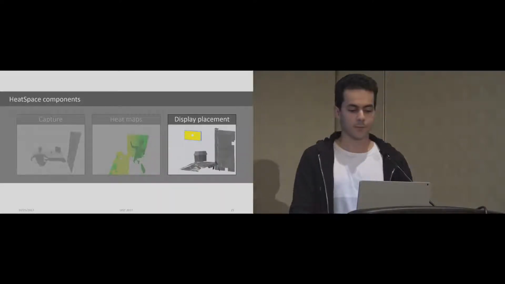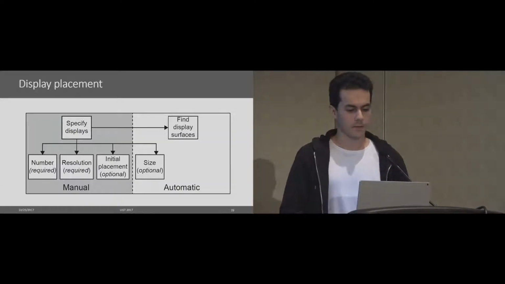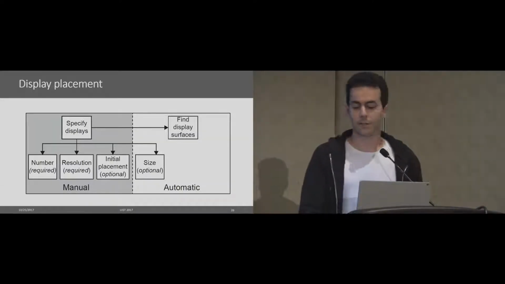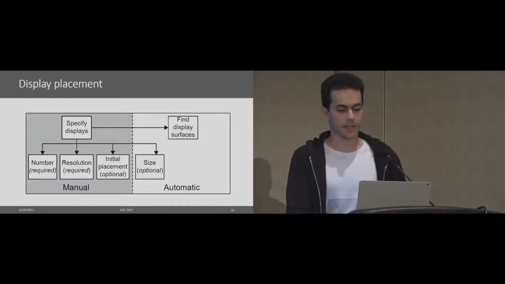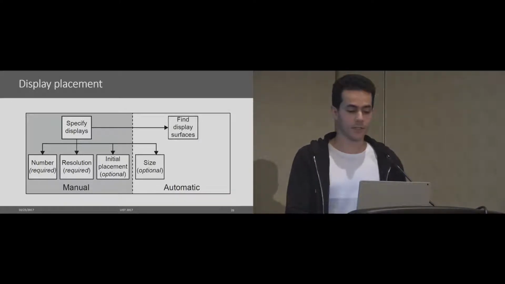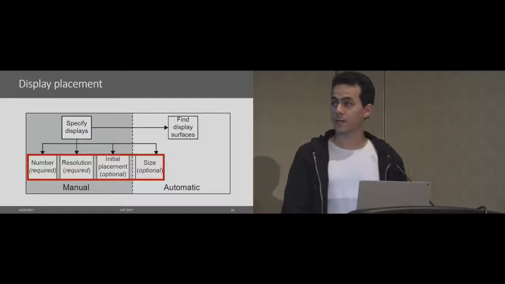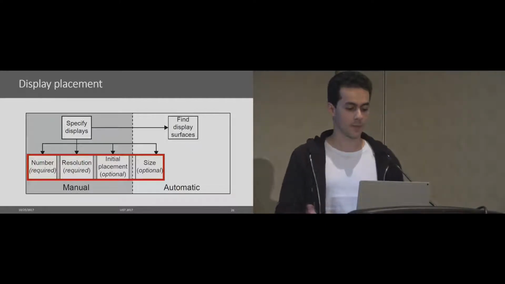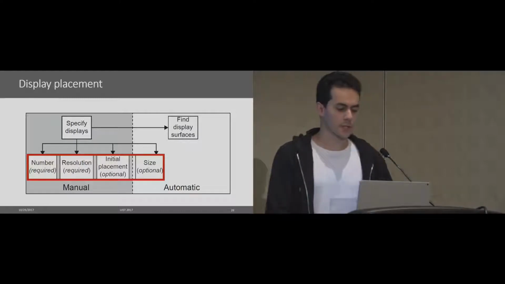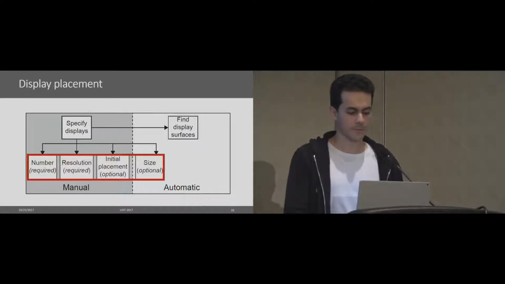All right, so the last big component is the display placement. The way our application is structured is like this. First, the installer needs to specify some displays. There are some parameters, some of them optional, some required. The first parameter is the number of displays, a value that the installer has to put in. And for each display, the resolution has to be set.